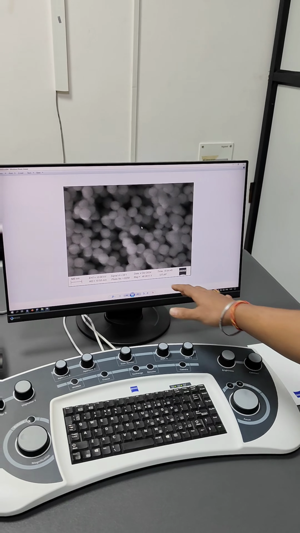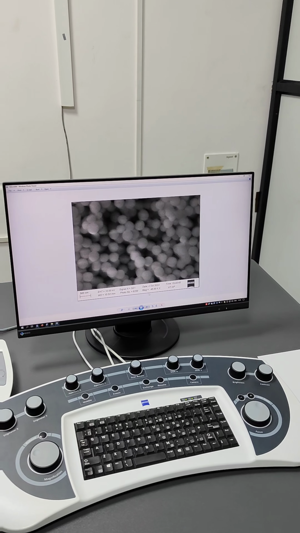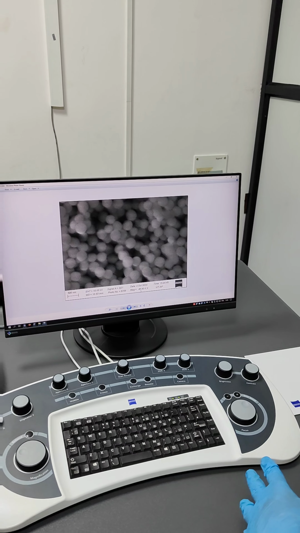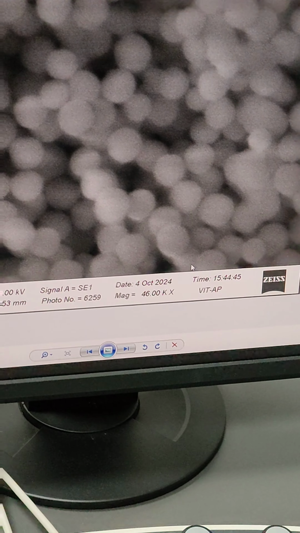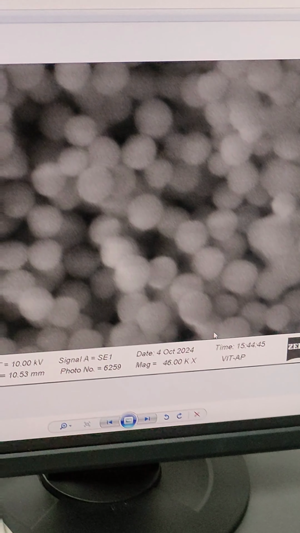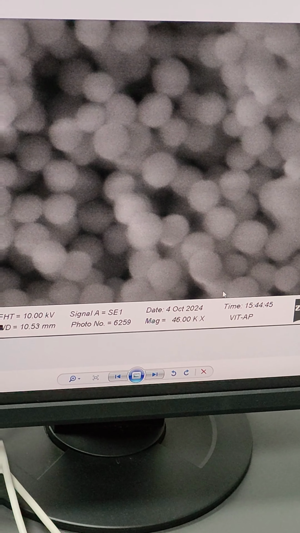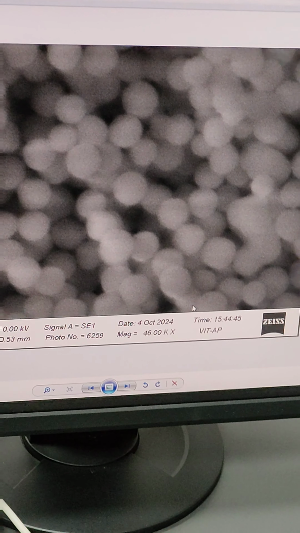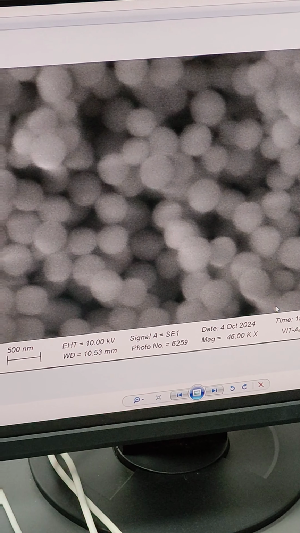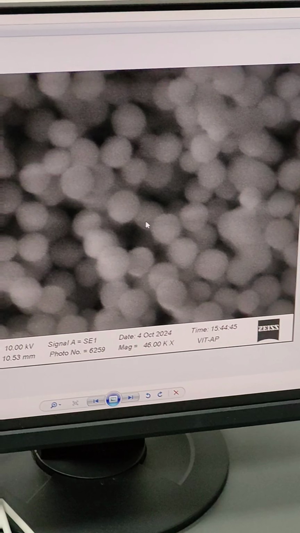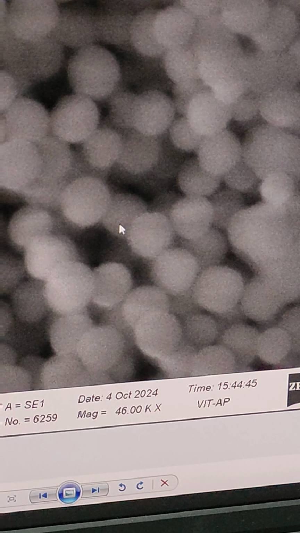So this is the SEM image, a scanning electron microscope image. It can magnify your sample 46,000 times and show it to you very clearly. The maximum is 1 lakh, but for this system you can see clearly up to 50,000. kx means 46,000 times.